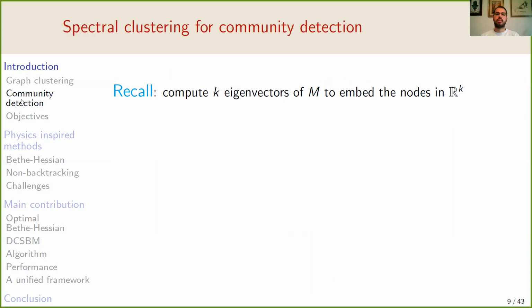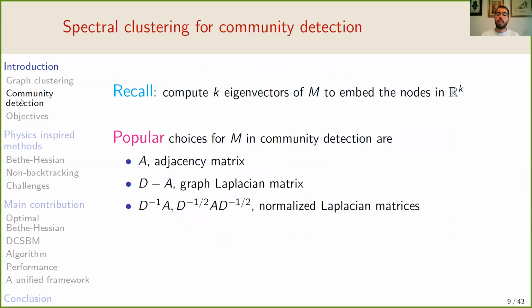Now, what is spectral clustering for community detection? I recall we have to define a matrix M of which we will compute K eigenvectors that we use to make the feature extraction of the nodes. Typical choices of the matrix M are the adjacency matrix itself, as I mentioned before, D minus A, the degree minus the adjacency matrix, which is called the graph Laplacian matrix, or some sort of normalized Laplacian matrices. These are very popular choices and also historically very relevant.